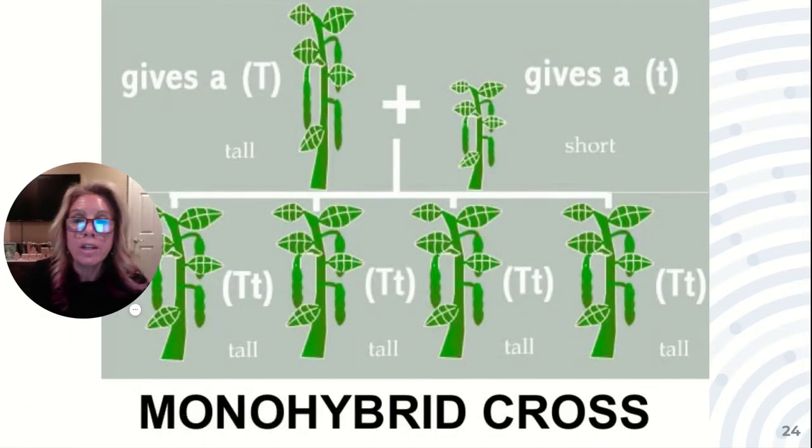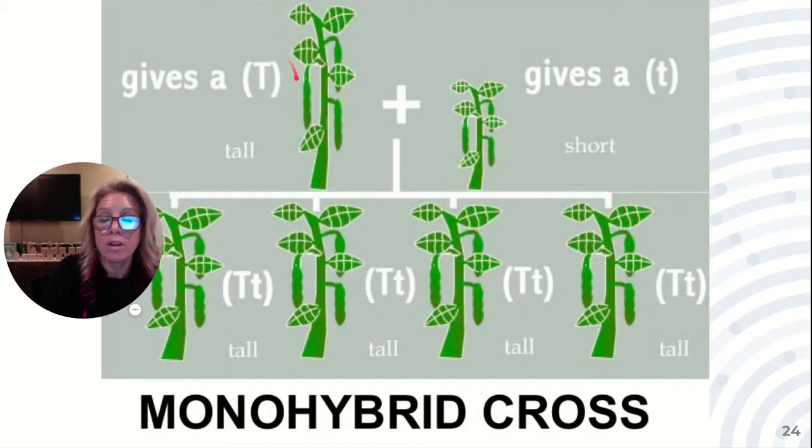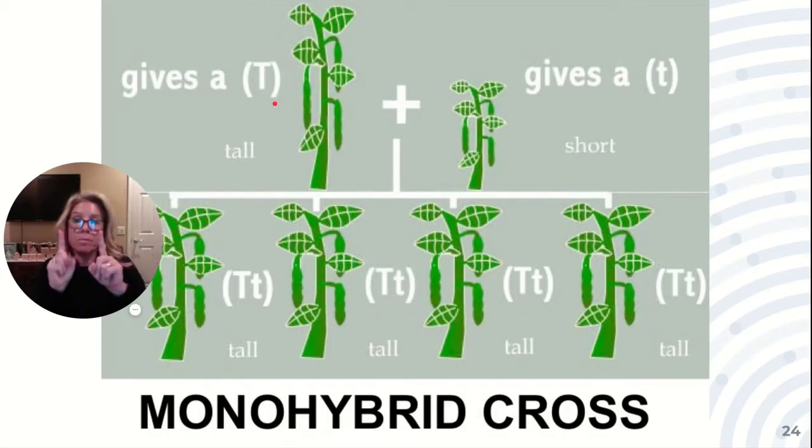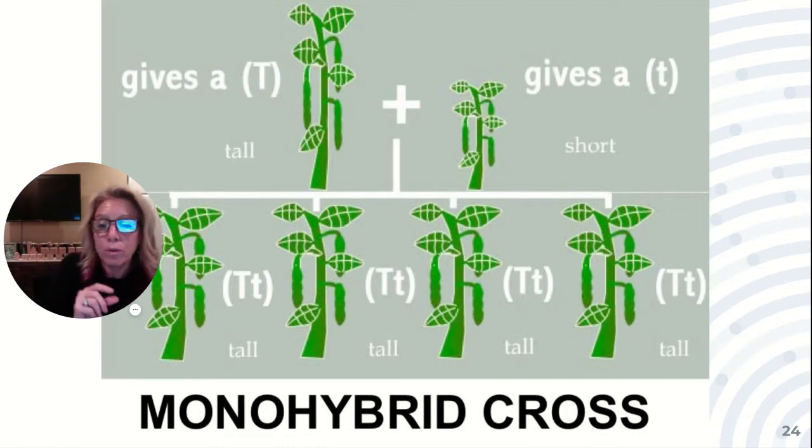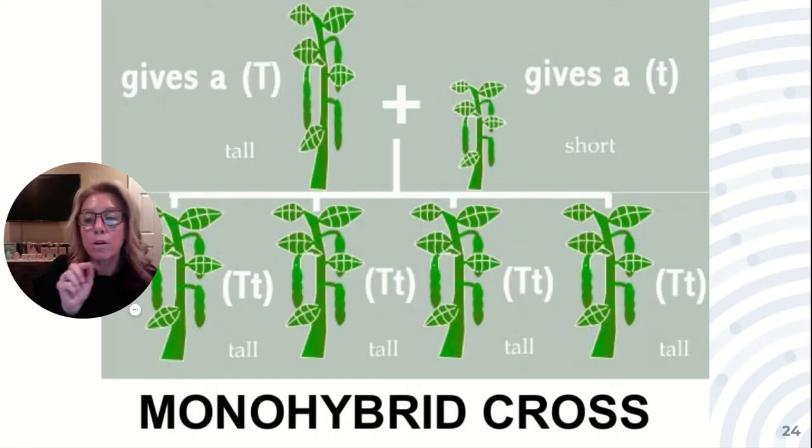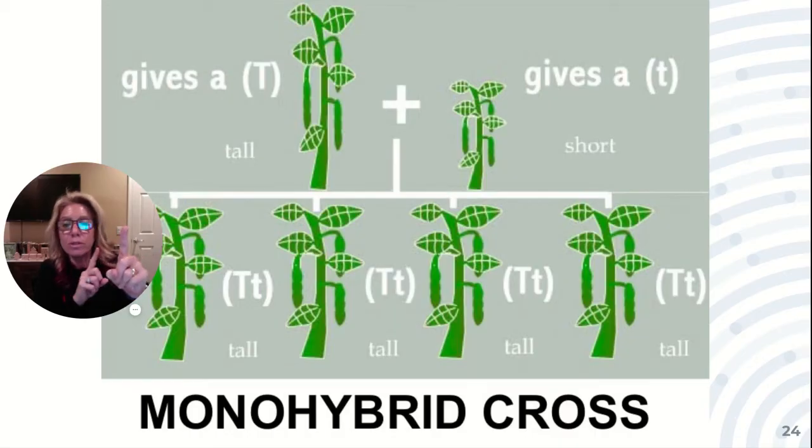Well, when you have a true breeding tall plant, the only allele it can give is a big T tall allele. That's all it has. Big T, both alleles. Remember, it's a diploid organism, so it has 2 big T's. That is all it has to give, big T. Well, a short plant, what you do for the recessive trait is you use a smaller letter, little t. So 2 little t's would give you a short plant. That is all they had to give, a little t.